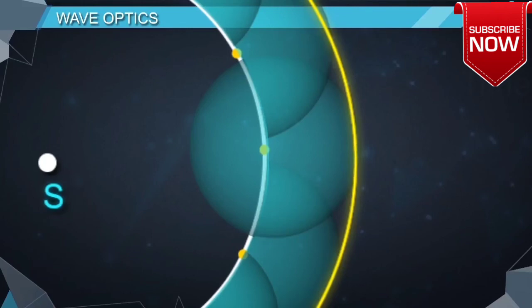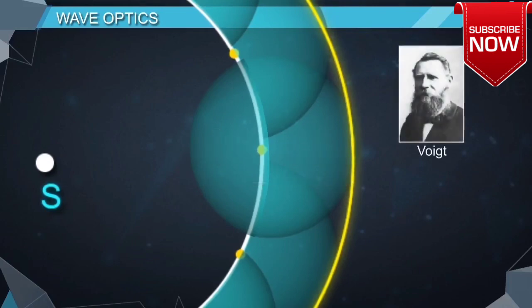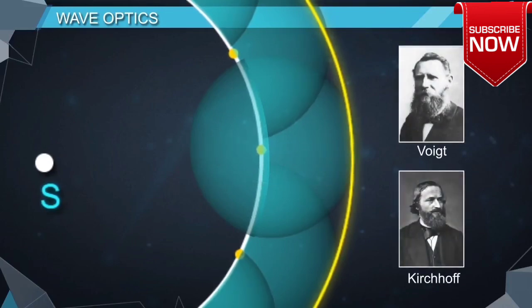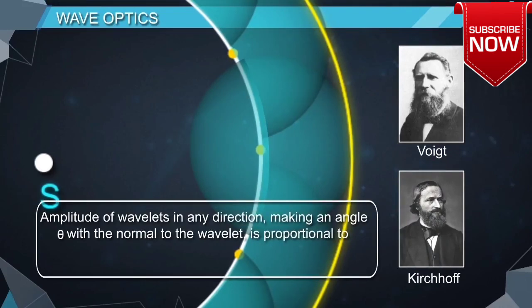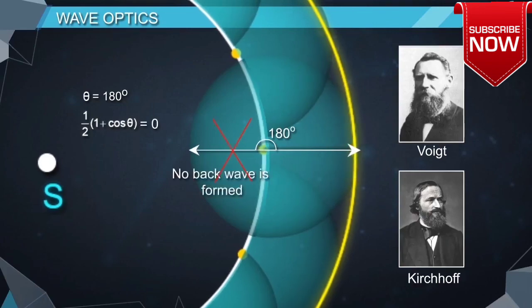To correct this problem, Huygens suggested that amplitude of secondary wavelets is maximum in the forward direction and zero in the backward direction. Later, Voigt and Kirchhoff mathematically proved that the amplitude of wavelets in any direction making an angle theta with the normal to the wavelet is proportional to 1/2 times (1 plus cos theta). Since theta for a back wave is 180 degrees, the factor 1/2 times (1 plus cos theta) will be equal to 0. That is why there is no back wave formed.